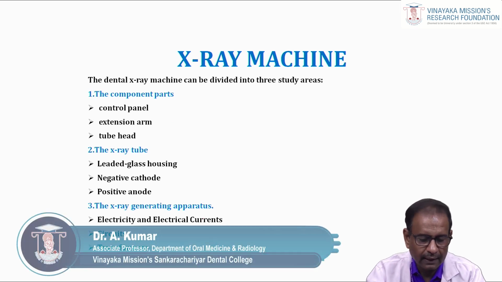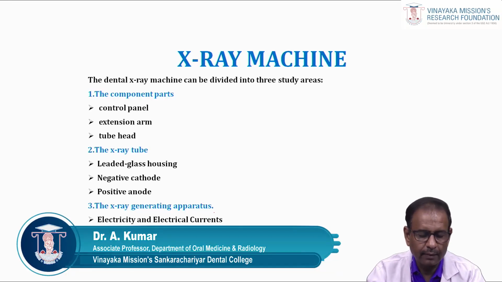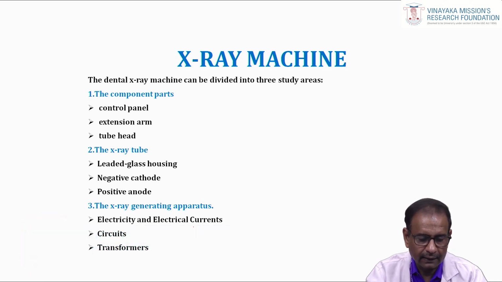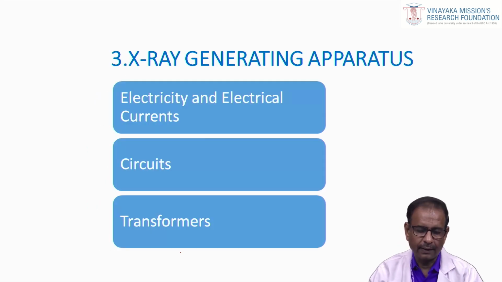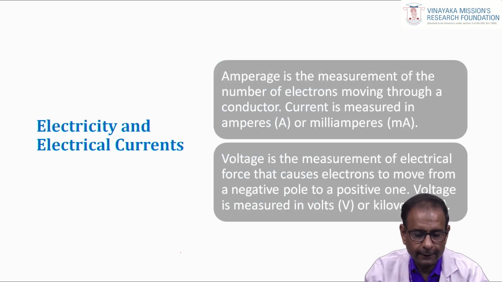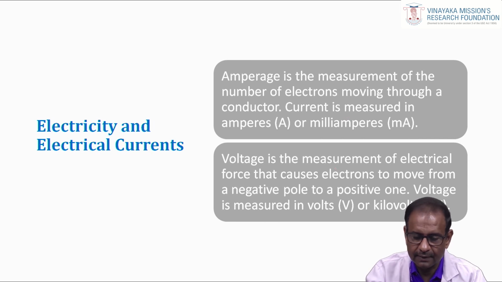Now we go to the X-ray generating apparatus. The third point contains three categories: electricity and electrical currents, circuits and transformers. First, the electricity and electrical currents. Amperage is the measurement of the number of electrons moving through the conductor. Current is measured in amperes or milliamperes. Voltage is a measurement of the electrical force that causes the electrons to move from the negative pole to the positive one.